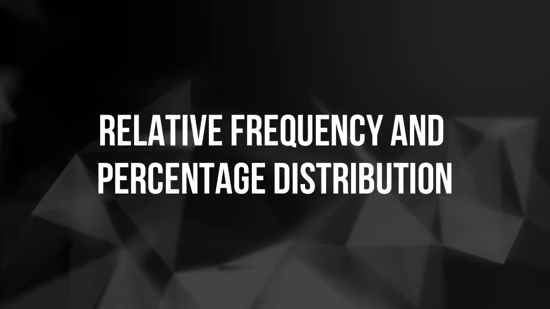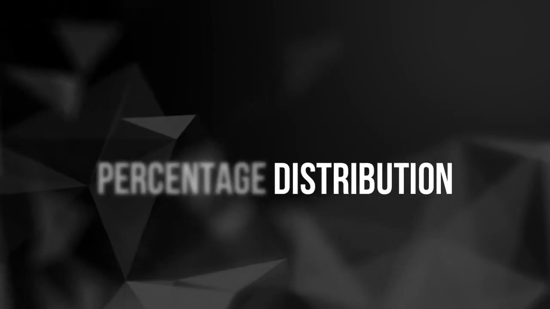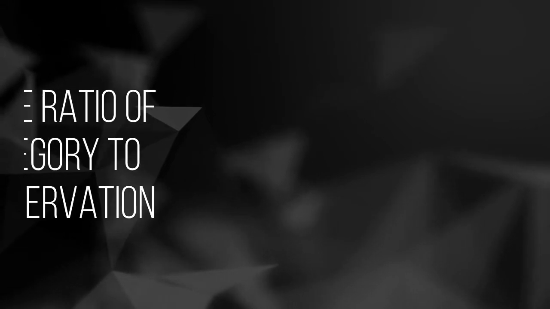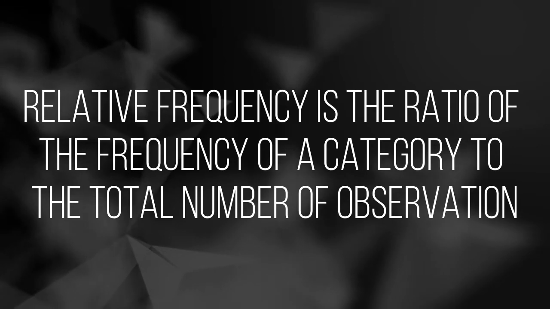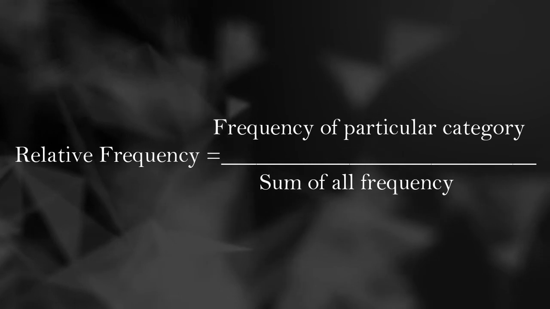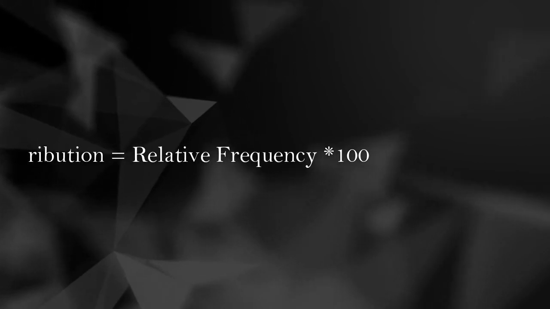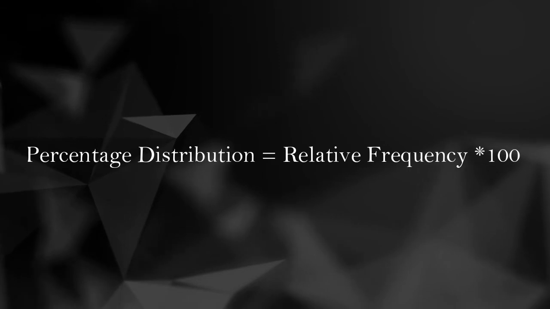There is also relative frequency and percentage distribution in organizing qualitative data. Relative frequency is the ratio of the frequency of a category to the total number of observations. Relative frequency is done by dividing the frequency of a category by the sum of all the frequencies. Percentage distribution, on the other hand, is done by multiplying relative frequency by 100.